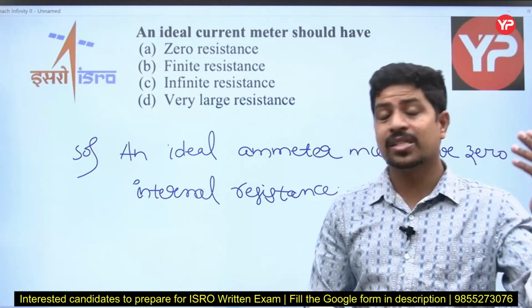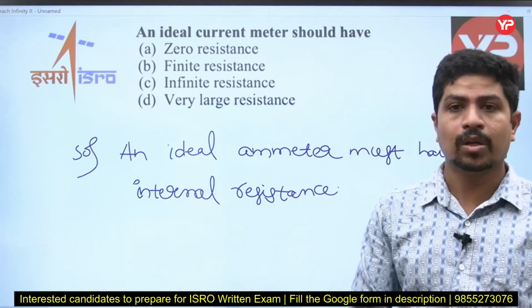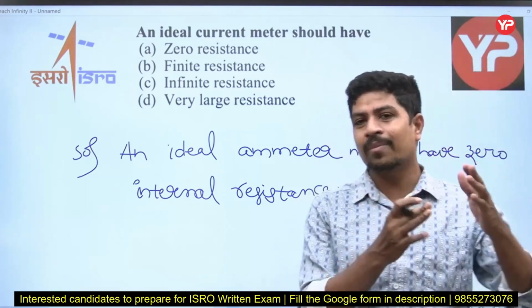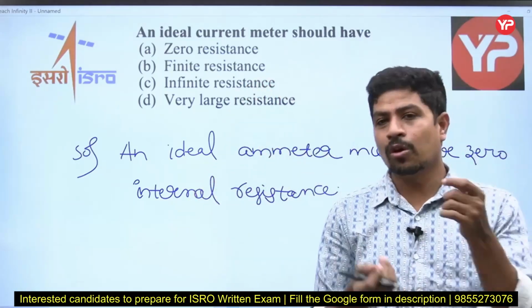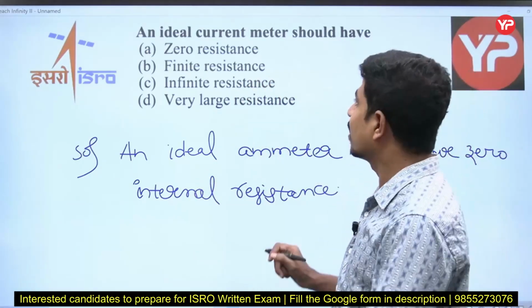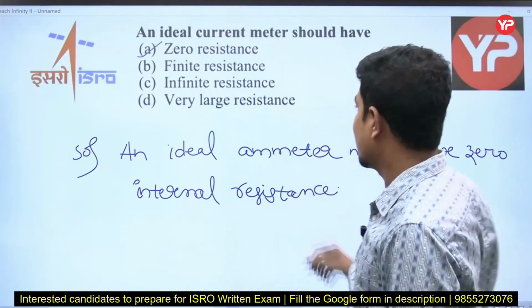But practically, infinite resistance is possible with an open circuit, but we won't take it as an open circuit. Ammeter must have 0 internal resistance. Voltmeter must have infinite resistance. We connect the voltmeter in parallel and the ammeter in series, right? So 0 resistance. Option is A.